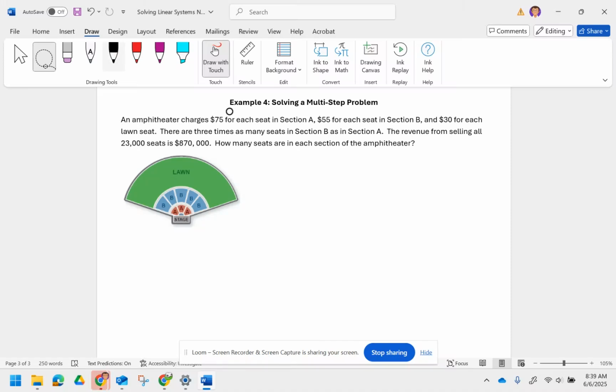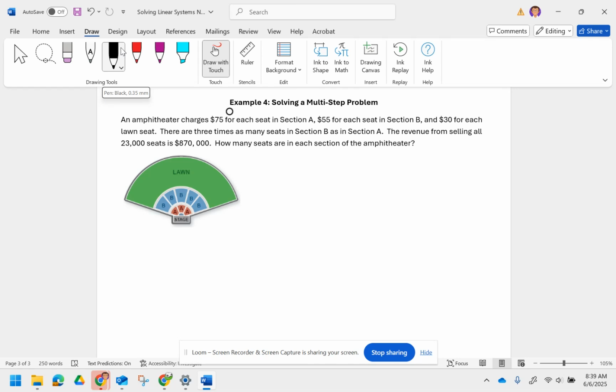Welcome back, students. We're going to continue what we were talking about with solving systems of linear equations, and this time we're going to work on a word problem. In this problem, we have an amphitheater that charges $75 for each seat in section A, $55 for each seat in section B, and $30 for each lawn seat. There are 3 times as many seats in section B as there are in section A. The revenue from selling all 23,000 seats is $870,000. How many seats are in each section of this amphitheater?